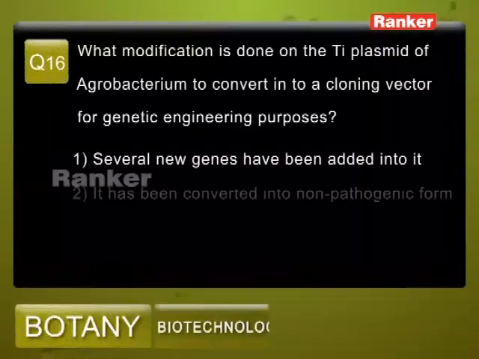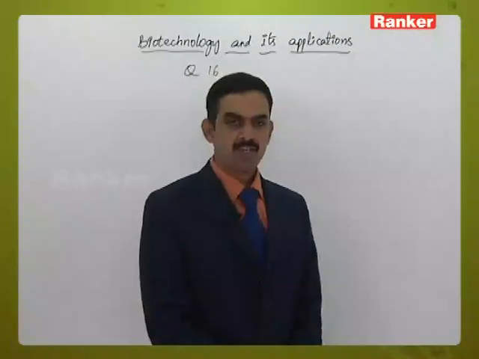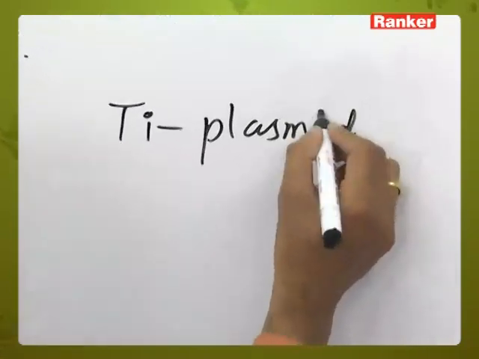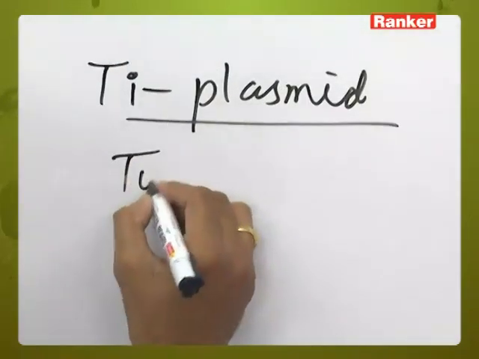Question number 16. What modification is done on the Ti plasmid of Agrobacterium to convert it into a cloning vector for genetic engineering purposes? Options: 1, several new genes have been added into it. 2, it has been converted into non-pathogenic form. 3, its molecular weight was increased. 4, several markers have been introduced into it. Okay, here this is related to the Ti plasmid which is present in the Agrobacterium tumefaciens bacteria. We know that it has the ability called tumor inducing property.